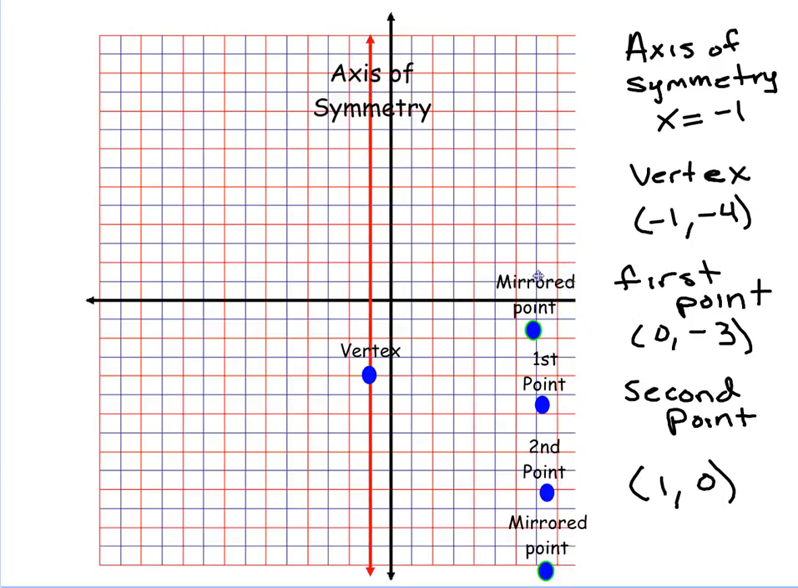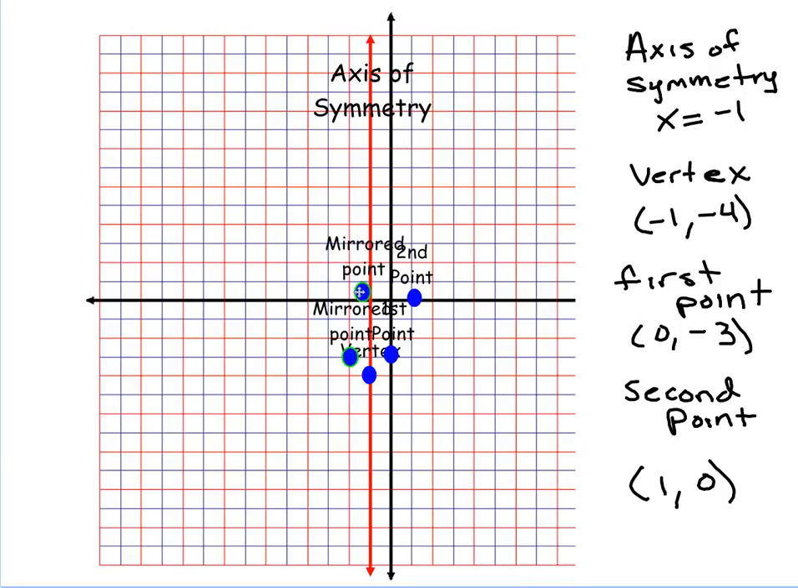Next, I'm going to graph my first point, which is 0, negative 3. So that's right there. Then I'm going to graph my second point, which is 1, 0, which also happens to be my x-intercept. My first point actually happened to be my y-intercept. Then I'm going to mirror those points over. So I went 1 this way, so I'm going to go 1 this way. And since I went 2 this way, I'm going to go 2 this way.